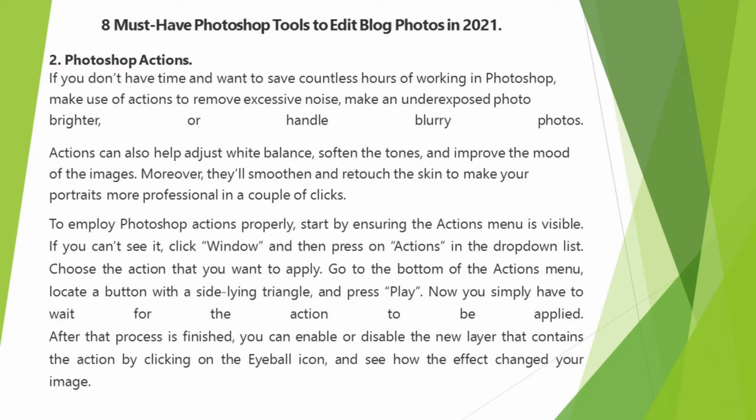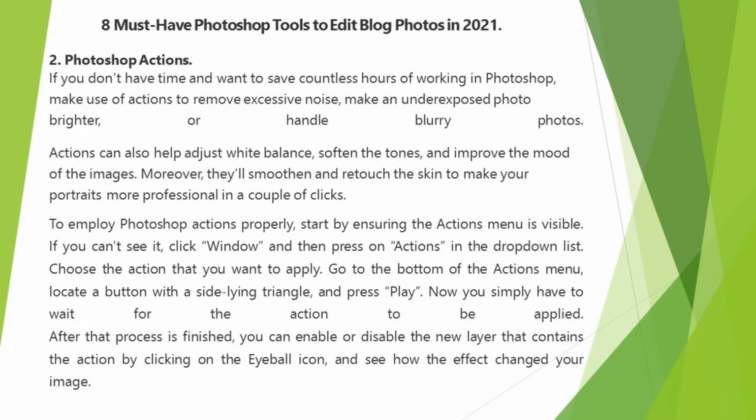To employ Photoshop Actions properly, start by ensuring the Actions menu is visible. If you can't see it, click Window and then press on Actions in the drop-down list. Choose the action that you want to apply. Go to the bottom of the Actions menu, locate a button with a sideline triangle, and press play. Now you simply have to wait for the action to be applied.